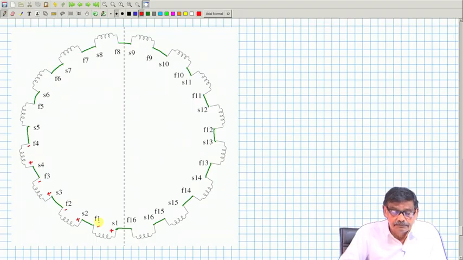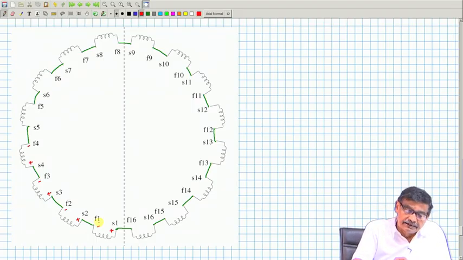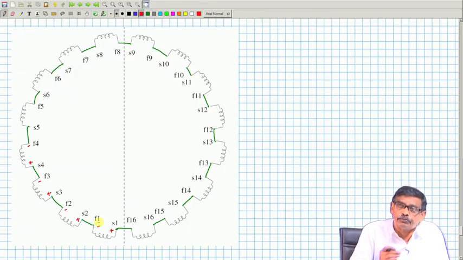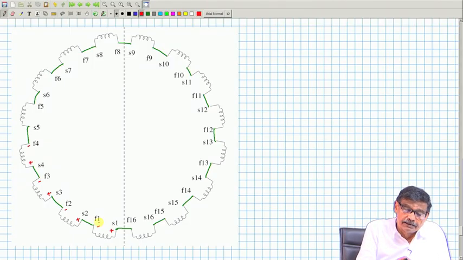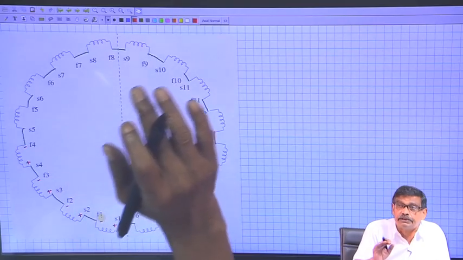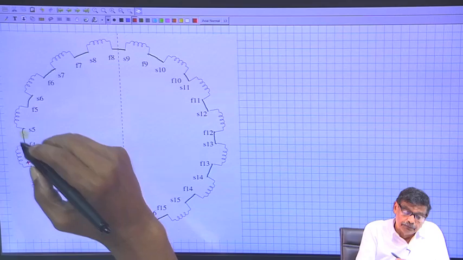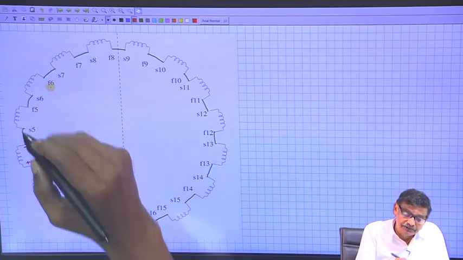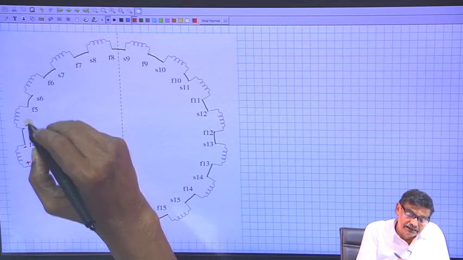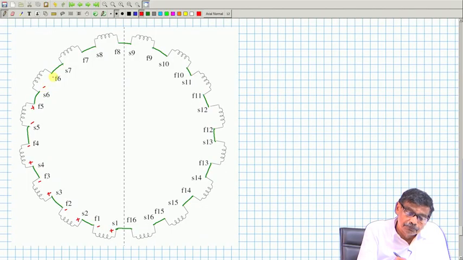This is how. Then the next 4 coil sides, that is S5, S6, S7, S8, with the direction of rotation the same, will be under the south pole. If the earlier ones are under the north pole, S5, S6, S7, S8 must be under the south pole, and the polarity of the voltage will reverse. So, it will be minus plus, minus plus, minus plus and minus plus.